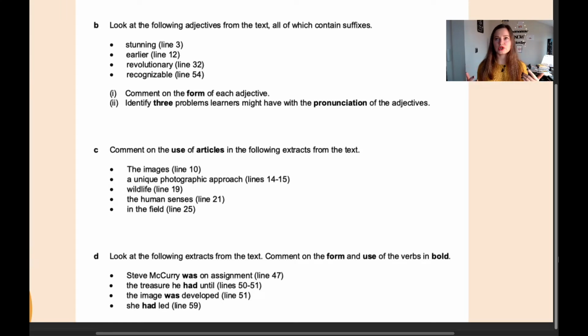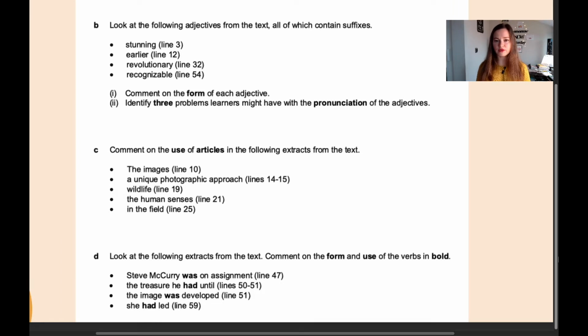I tried to brainstorm different ideas and it may seem to be really easy. The most important thing is not to forget any detail. All right, let's have a look at the first one. Steve McCurry was on assignment. We need to comment on the form and use of was. What can we say about was? First of all, we can see that was is used in the past form, past simple form. It is an irregular verb.